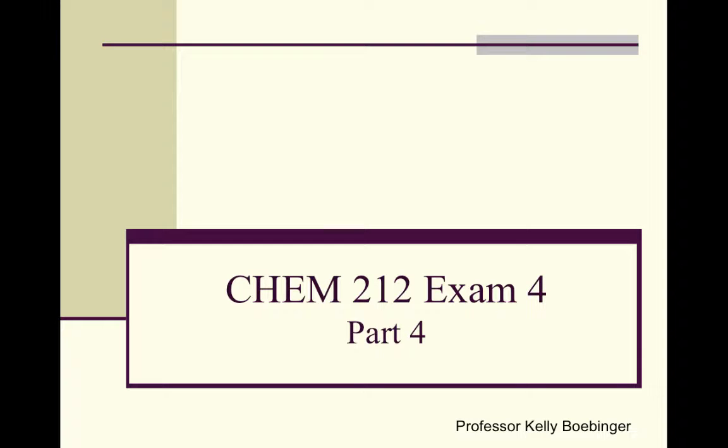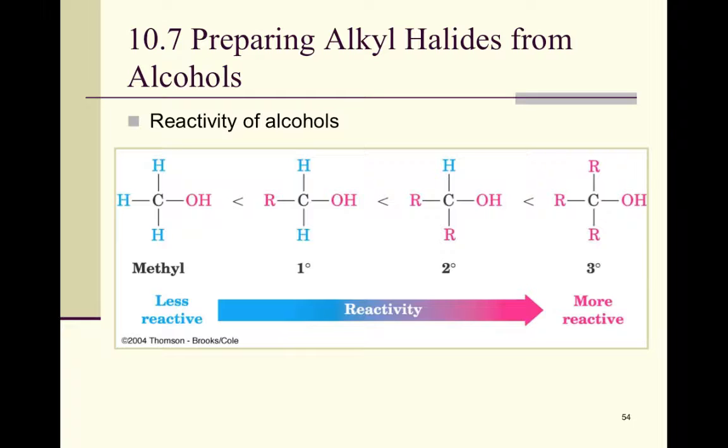Organic Chemistry, Exam 4 Material, Part 4. Alkyl halides can be made from alcohols. Taking a look at the reactivity of alcohols, methyl alcohol is the least reactive, and look at the trend as we get more R groups: primary, 2 R groups, secondary, and tertiary. The more R groups, the more reactive the alcohol when we're trying to prepare alkyl halides.